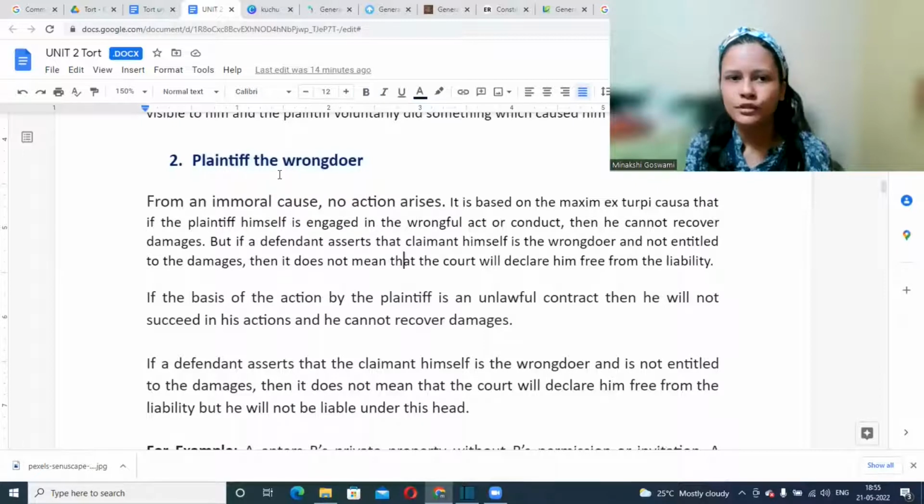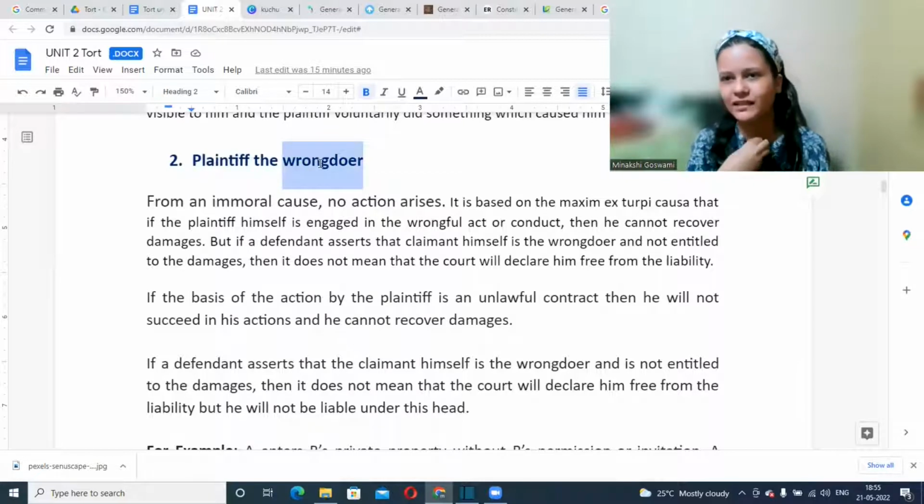Yeah. So the next one is plaintiff, the wrongdoer. Who is the plaintiff? The person who is putting the case, the person who has actually suffered the loss, or who is complaining, okay, I have suffered this loss, give me this compensation. But what is it here? The plaintiff only is the wrongdoer. Usually the plaintiff is the one who has suffered loss, and the defendant is the one who has done something wrong.